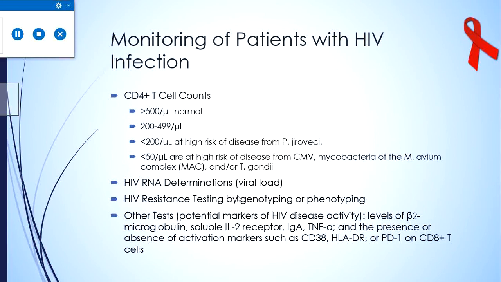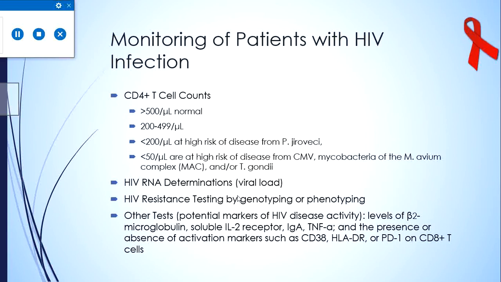And if the count drops below 50 per microliter, there is a risk of disseminated cytomegalovirus infection and disseminated infection by atypical mycobacteria like Mycobacterium avium complex and Toxoplasma gondii. These are the various stages of immunosuppression.